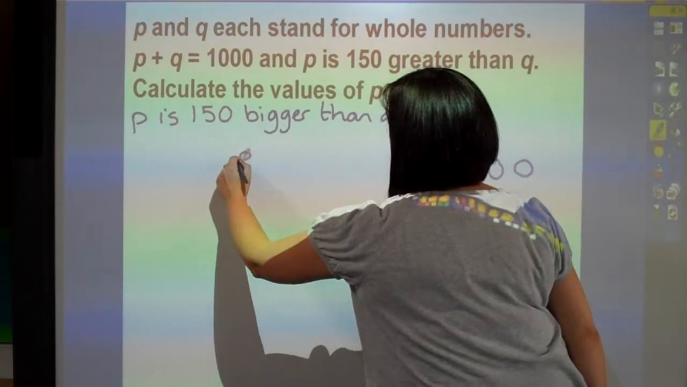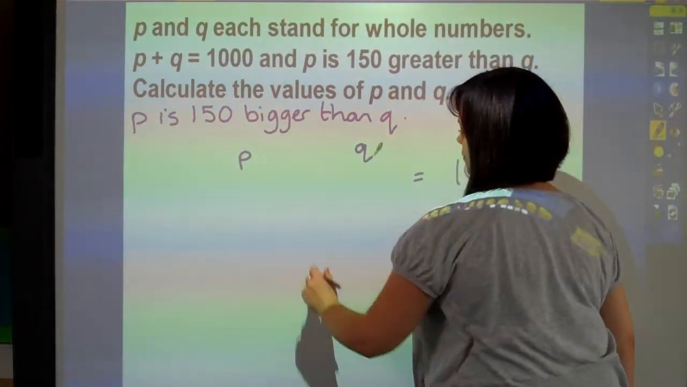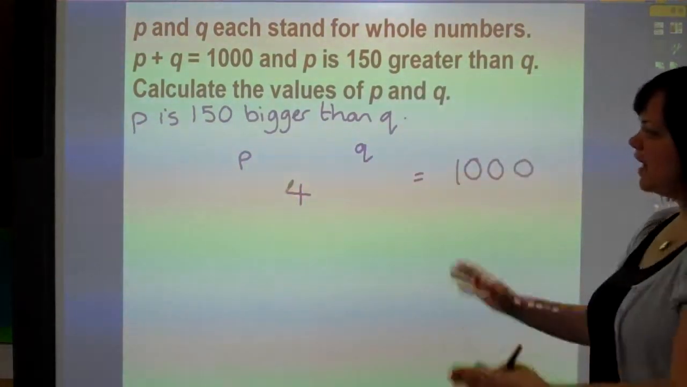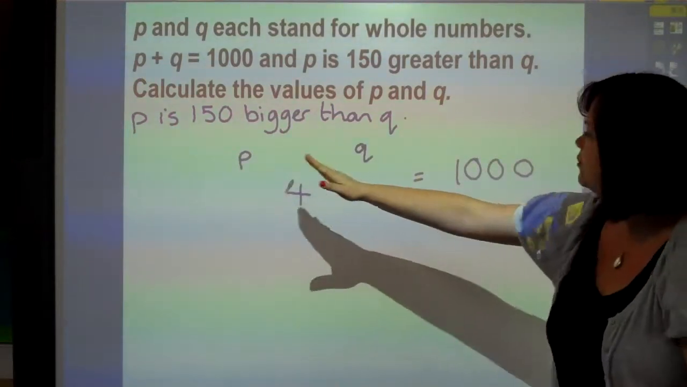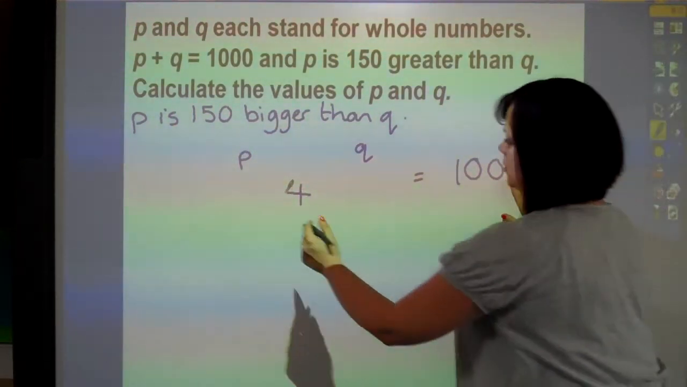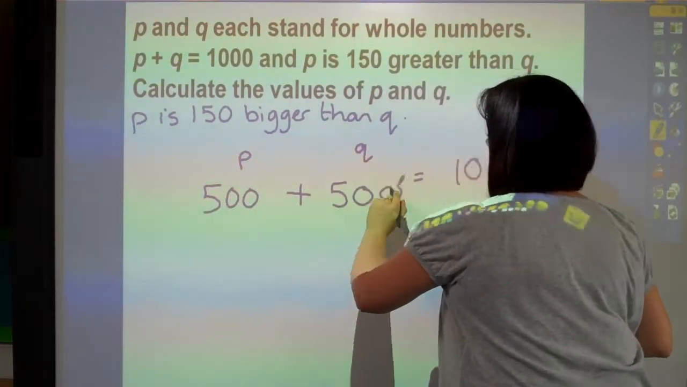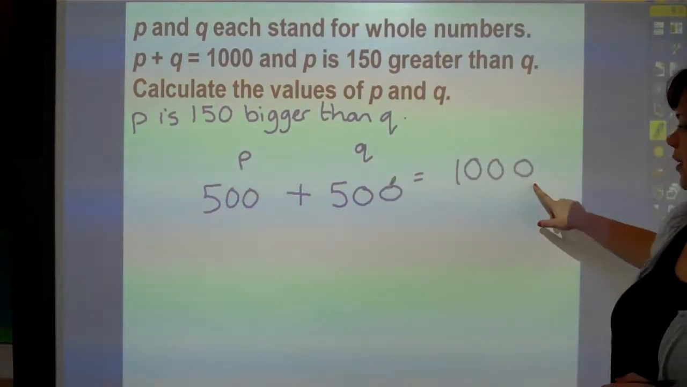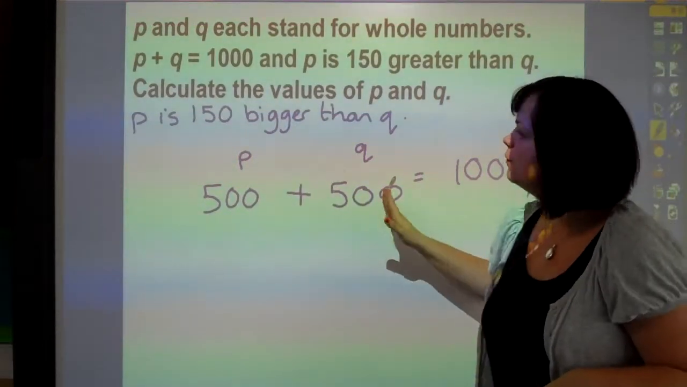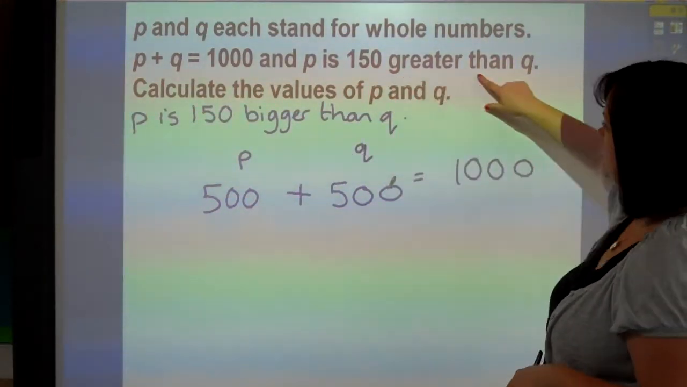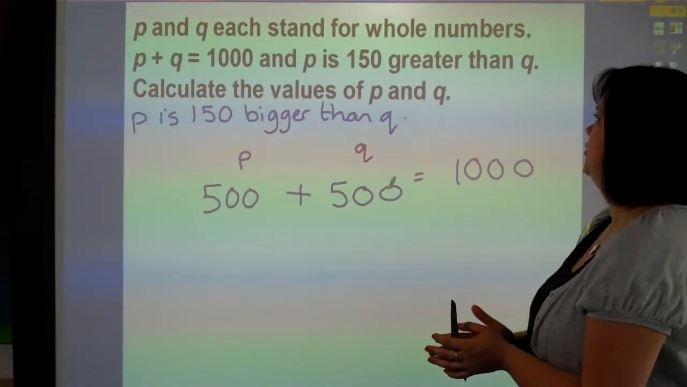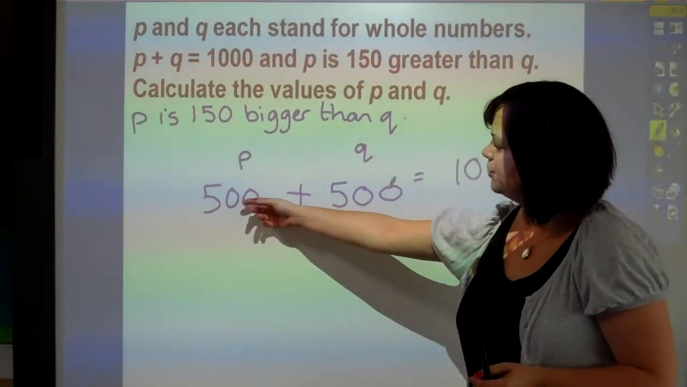I know P is the biggest one, and Q is 150 smaller. If they were the same values, they would have to be 500 to add up to 1,000. Okay, so 500 plus 500 would equal 1,000, which would be fine, except for this bit of the question. P is 150 greater than Q. So this number's got to be bigger.